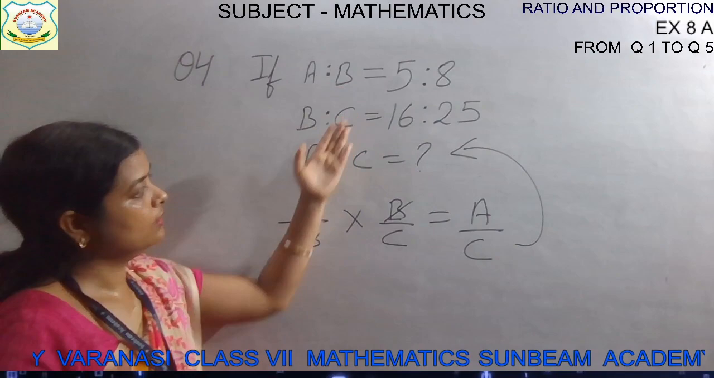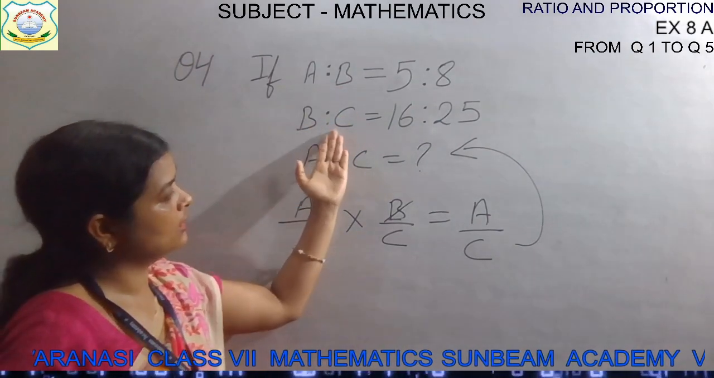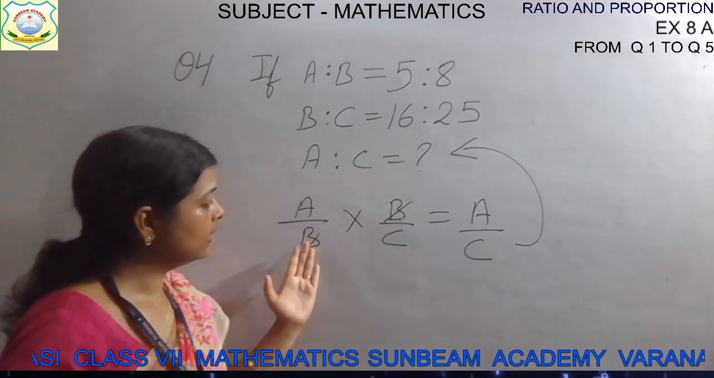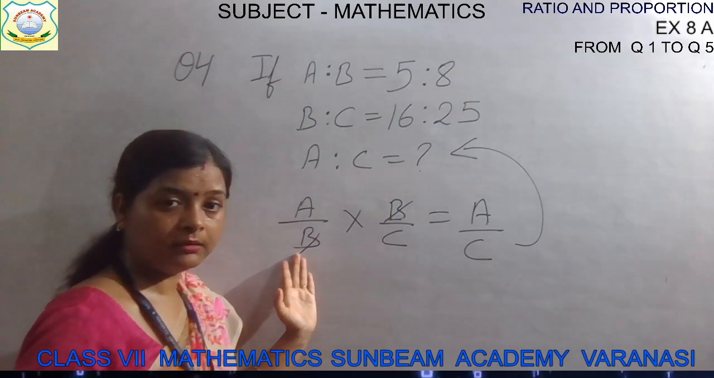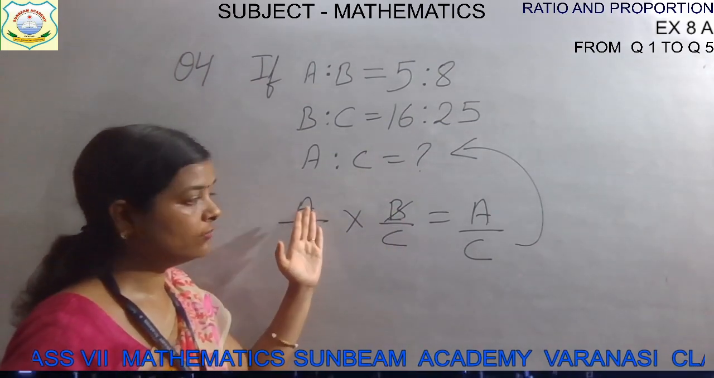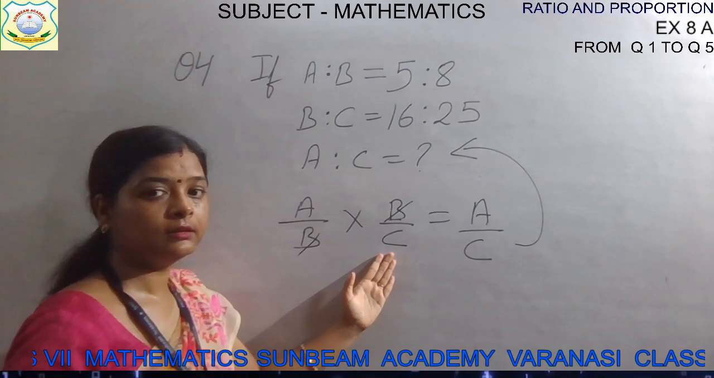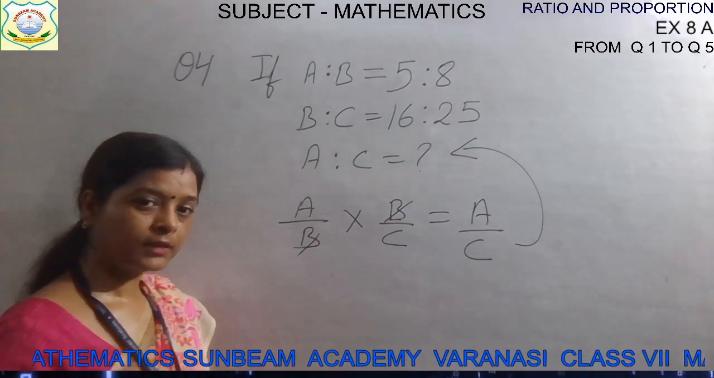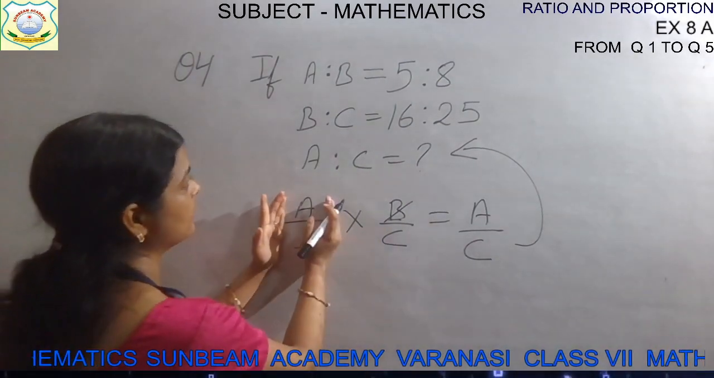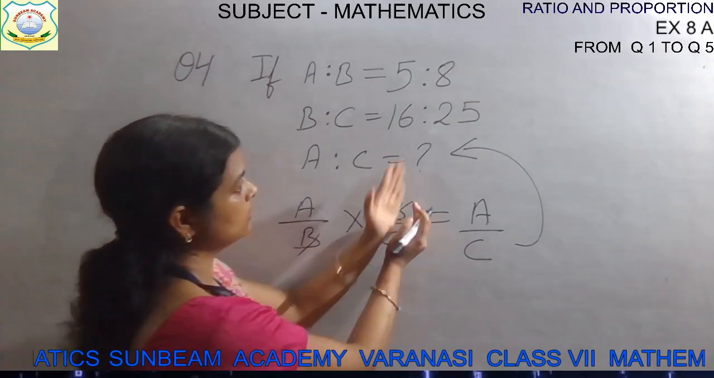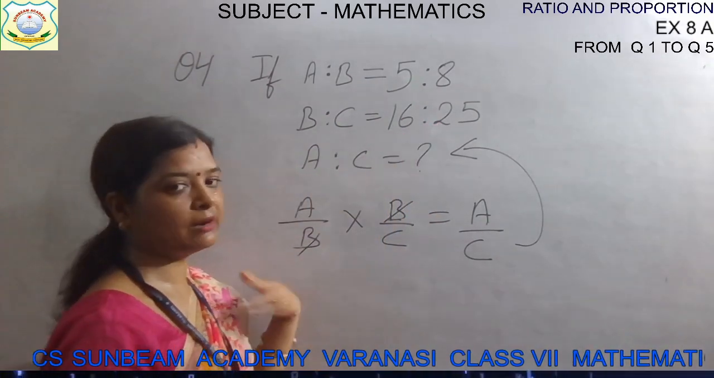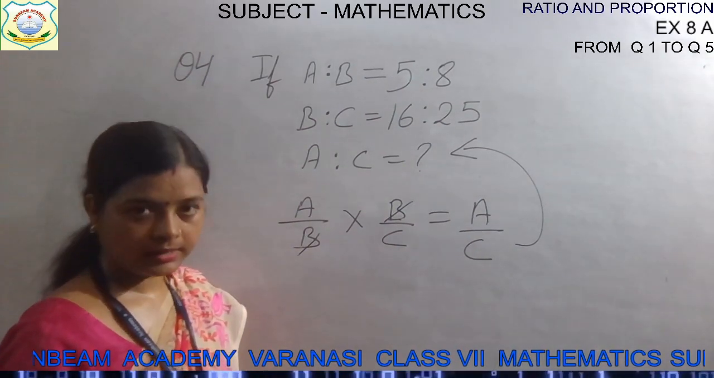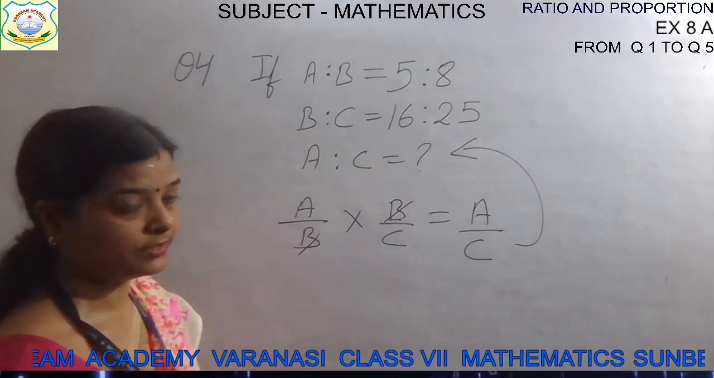Come on, logic, children. If A is to B and B is to C, whatever their values are, we don't know. But in alphabetical form, if you write it this way, you can simplify it and cut down B. What will be left is A in the numerator and C in the denominator: A by C, the same as A is to C. So we will put in their respective values, and whatever answer comes after simplification will definitely be A by C. Clear? Okay, now let's solve it.